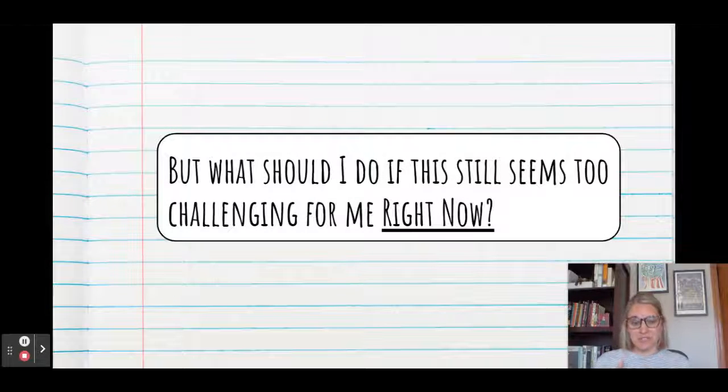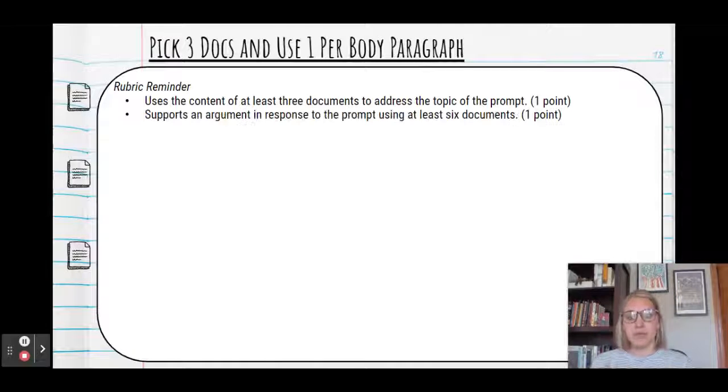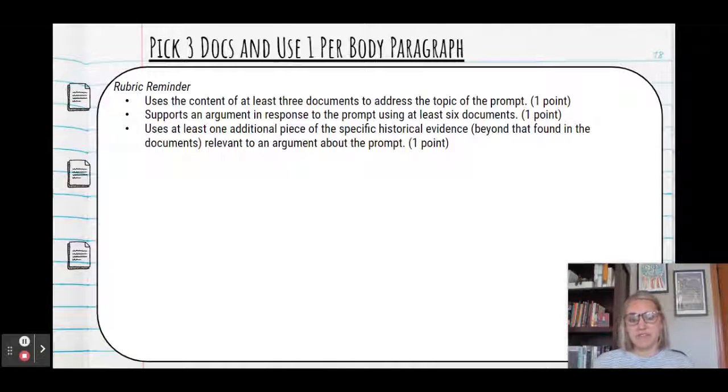So what should you do if this still feels too challenging for you right now? Well, let's simplify. Remember your rubric reminder. Use of evidence deals with 3 points, using 3 documents, 6 documents, outside evidence. The best way to simplify this for yourself is to just sacrifice a point. And that is going to be using 6 documents. You just need to decide, I'm either going to do 3 really well or 6 not so well. I'm going to be really overwhelmed, or I'm going to make this manageable.